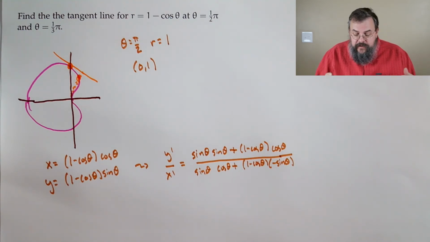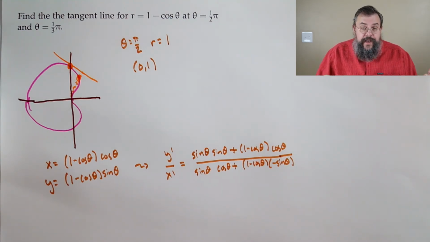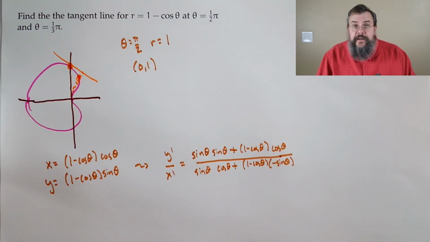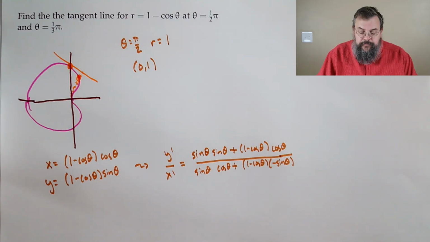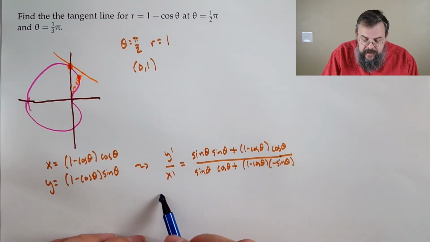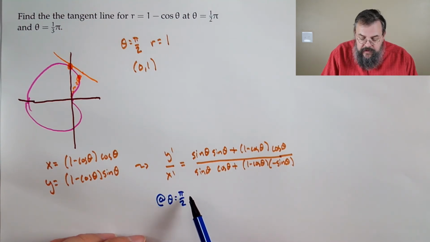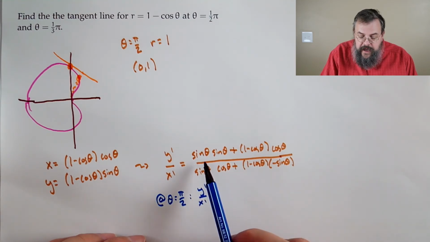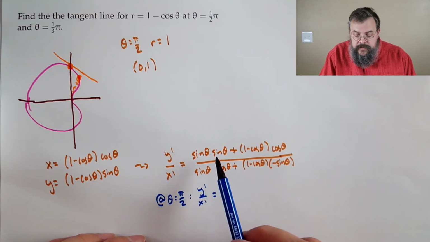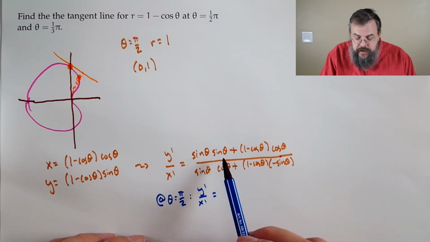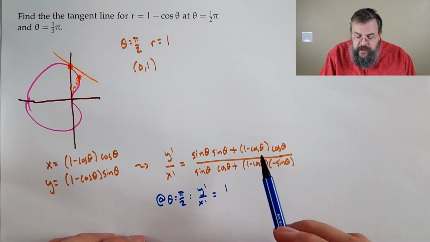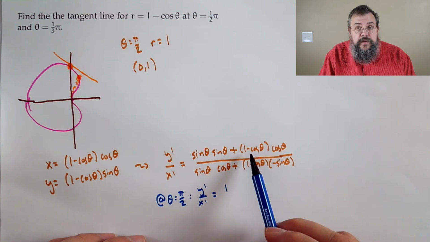And we could try to clean this up if we wanted to. We don't necessarily have to. And we just need to plug in our value for theta. So we plug in our value for theta, and we see what happens, and then life is good. So at theta equals pi over 2, well, what happens? We get y prime over x prime. Sine of pi over 2 is 1. So we're going to get 1 times 1. Okay, that's 1. And then cosine of pi over 2 is 0.